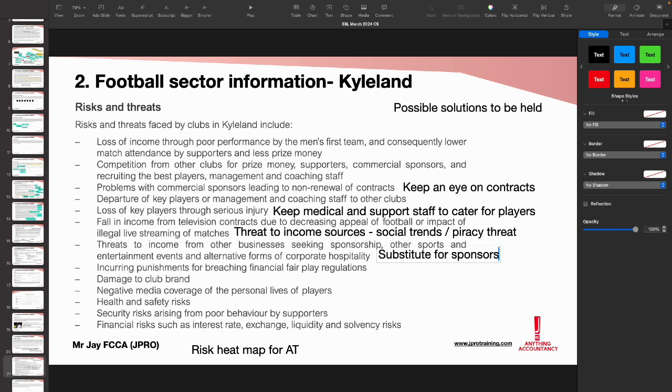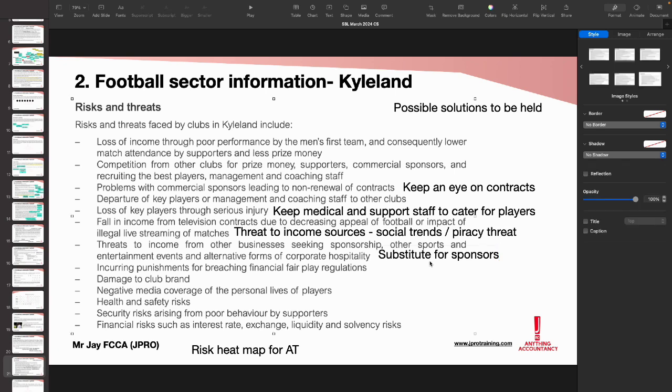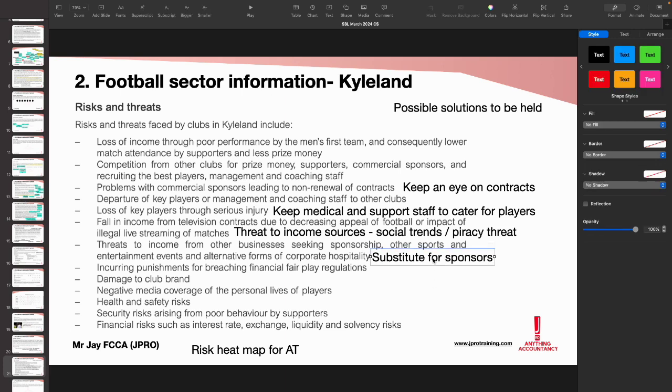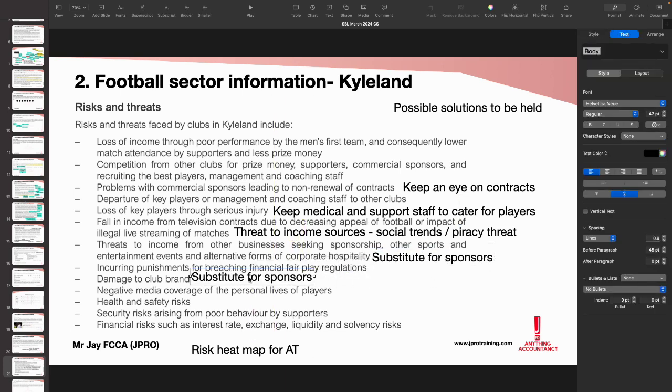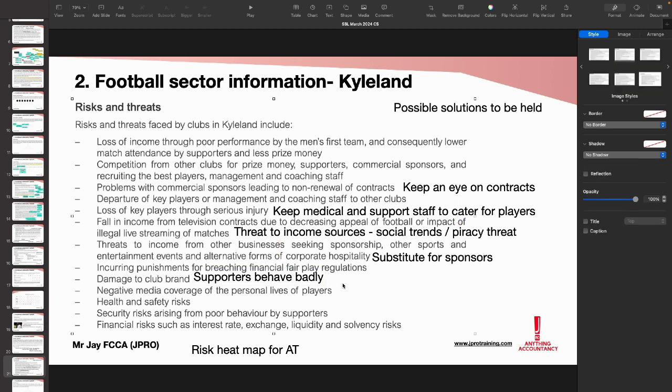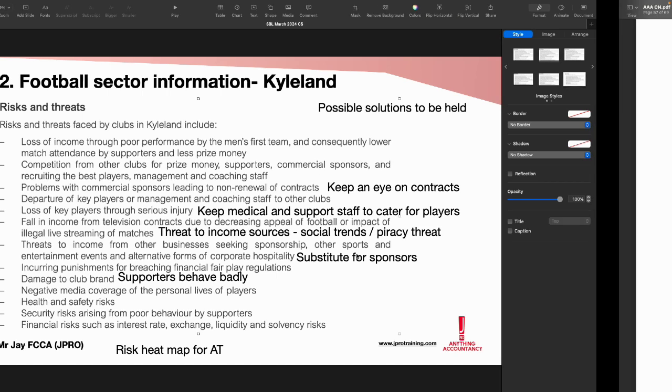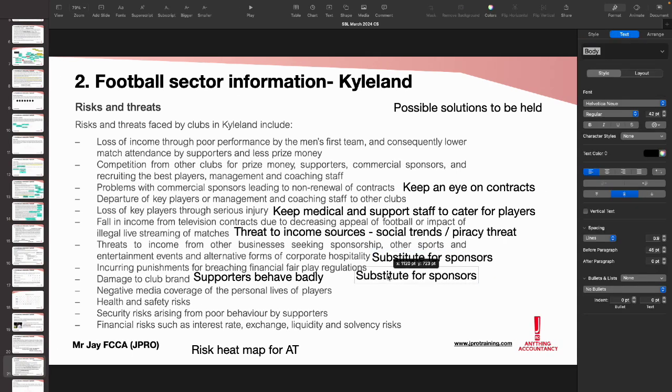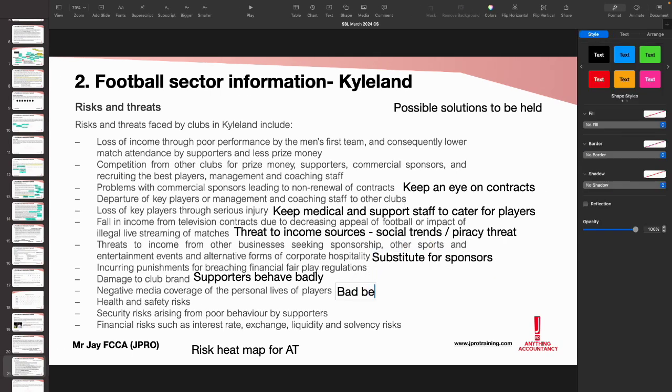Incurring punishment for breaching financial fair play regulation, that one we already picked up. Damage to club brand, that could happen from any kind of poor events. Now, an example of damage to club brand could be things like your supporters. Notice if your supporters behave badly, your club gets a damaged brand. Okay, negative media coverage on personal life of players. Keyword, negative media coverage. So you might have news breaking about your player suddenly, you know, some bad news.